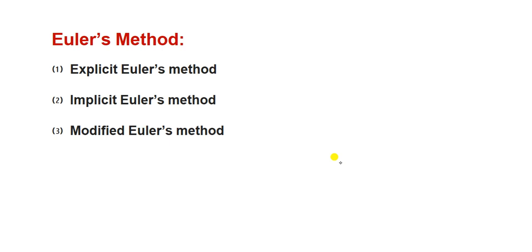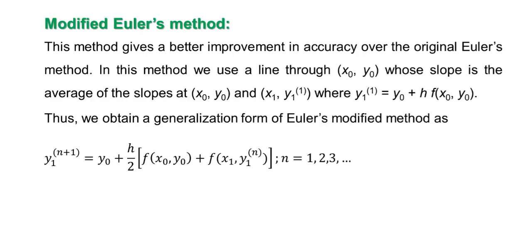Hello everyone. Today I am going to explain the modified Euler's method. In the last two videos I told you the explicit Euler's method and the implicit Euler's method. The modified Euler's method gives a better improvement in accuracy over the original Euler's method.